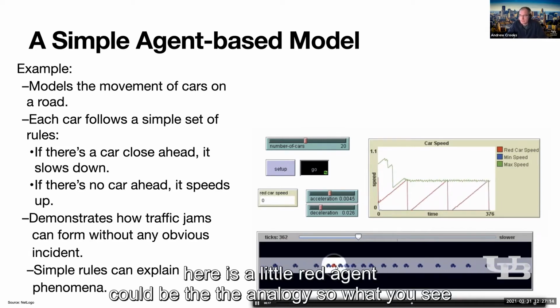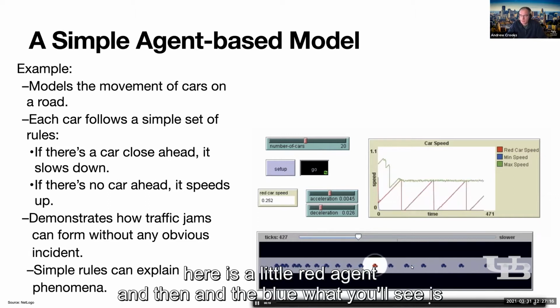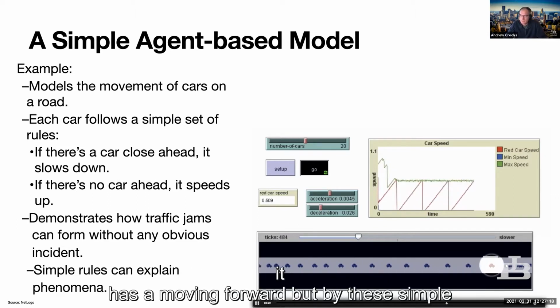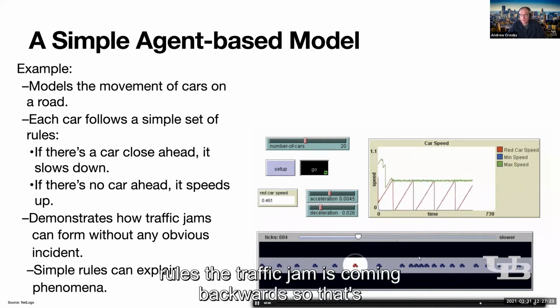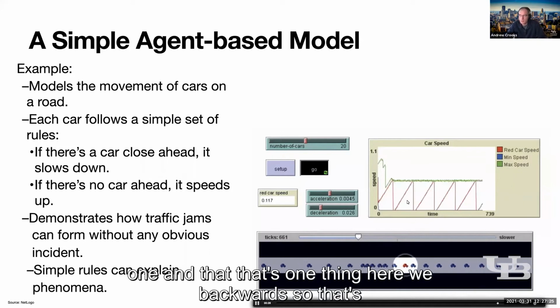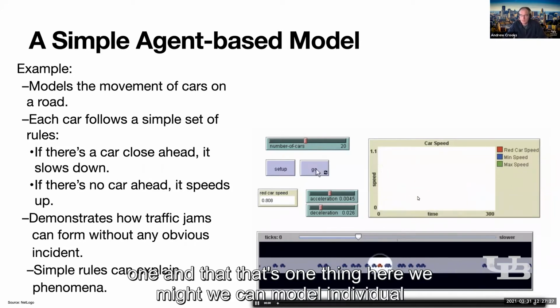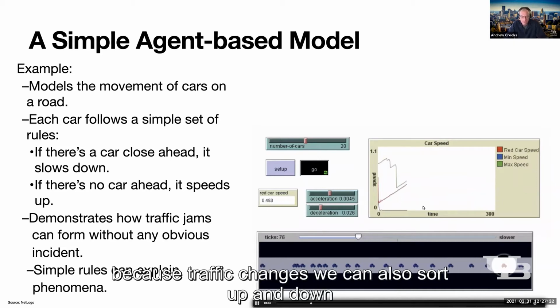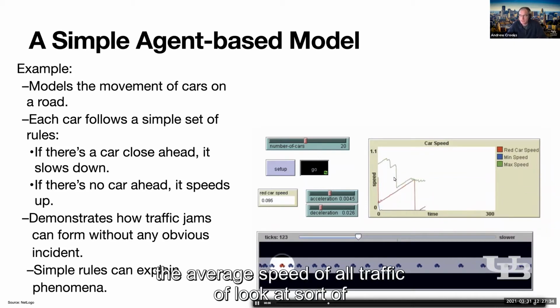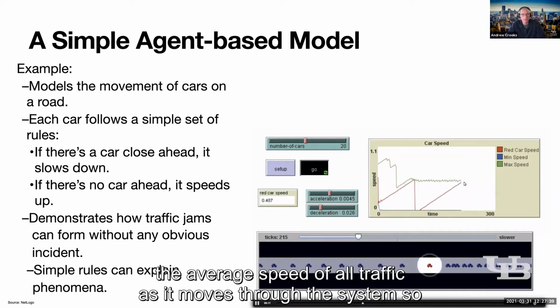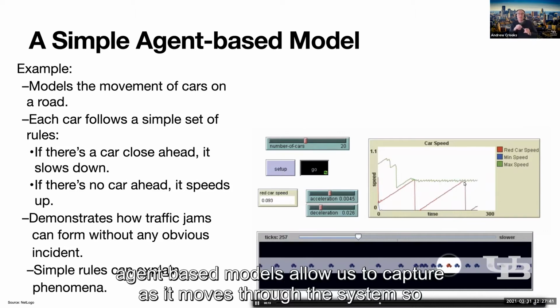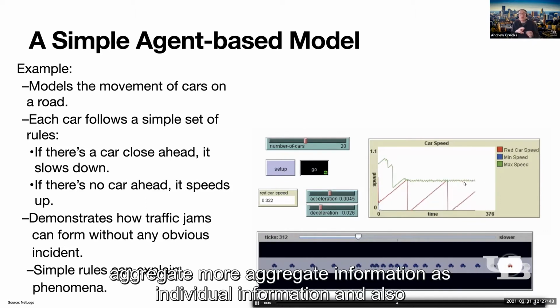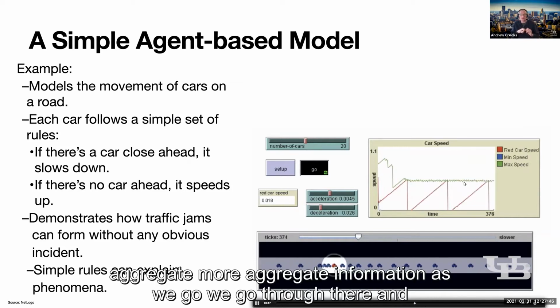What you see here is a little red agent and then the blue. What you'll see is the cars are moving forward, but by these simple rules, the traffic jam is moving backwards. So that's one thing here. We can model individual speeds, so the speed of, say, the red car going up and down as traffic changes. We can also look at the average speed of all traffic as they're moving through the system. So agent-based models allow us to capture individual information and also more aggregate information as we go through there.